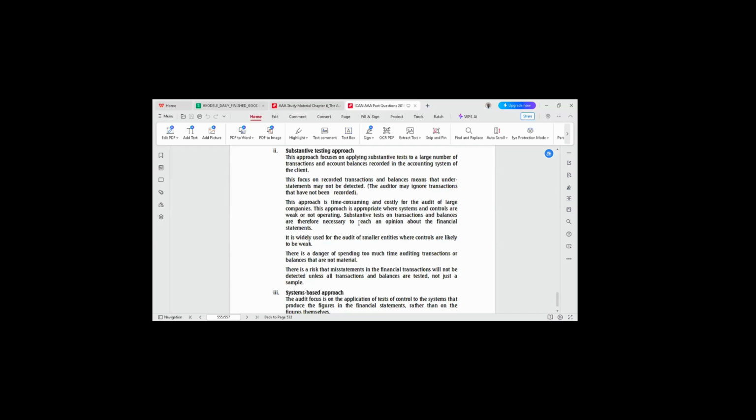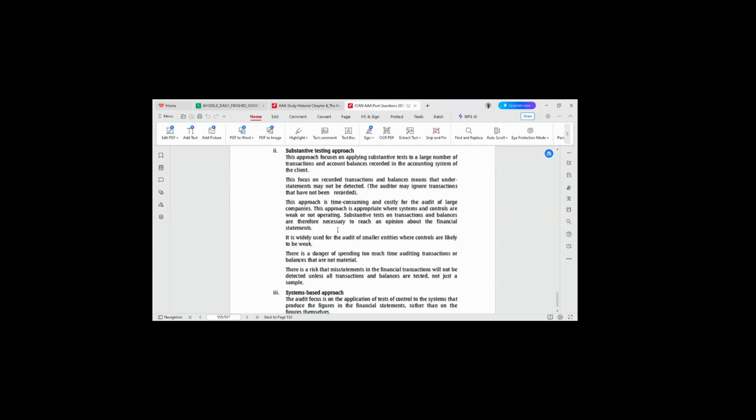It is widely used in the audit of smaller entities where controls are likely to be weak. There is a danger in spending too much time auditing transactions and balances that are not material. There is a risk of misstatement in financial transactions that will not be detected unless all transactions and balances are tested, not just a sample. You can see that it's very clear.